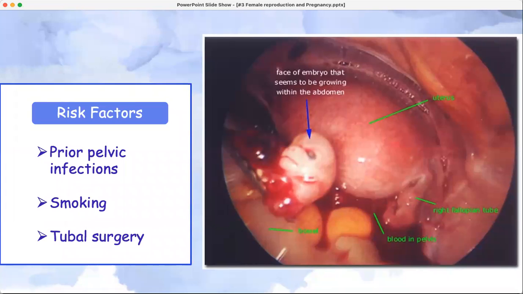And this is just an image actually off the internet, but it's showing how the embryo can grow outside of the uterus. And the risk factors for having ectopic pregnancy are prior infections of the pelvis. For instance, like STDs, sexually transmitted diseases, can cause inflammation of the fallopian tubes, and they can get strictures. Smoking has a higher rate, and if someone's had tubal surgery, say that they've had a reanastomosis of their tied fallopian tubes, they have a higher risk of developing an ectopic pregnancy.